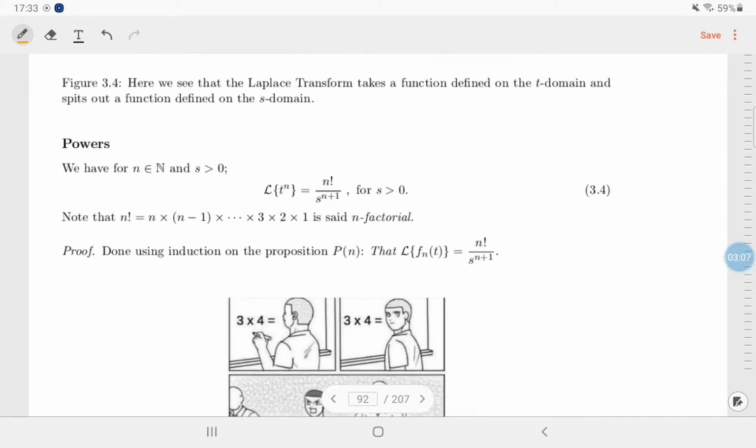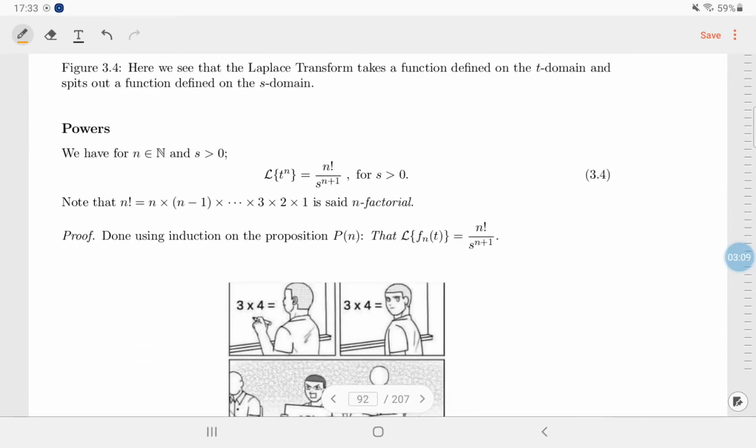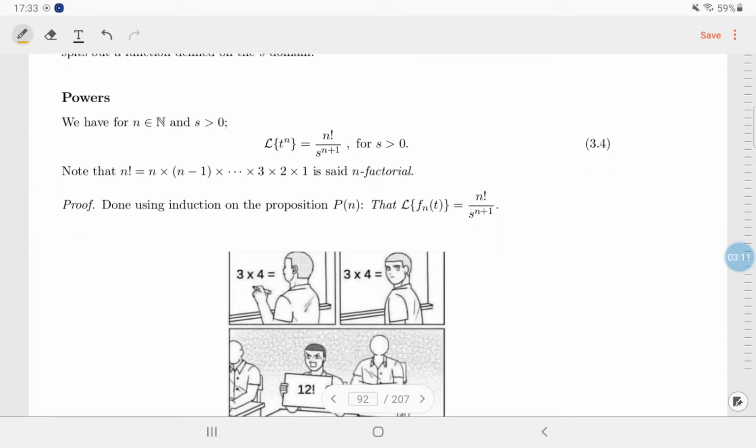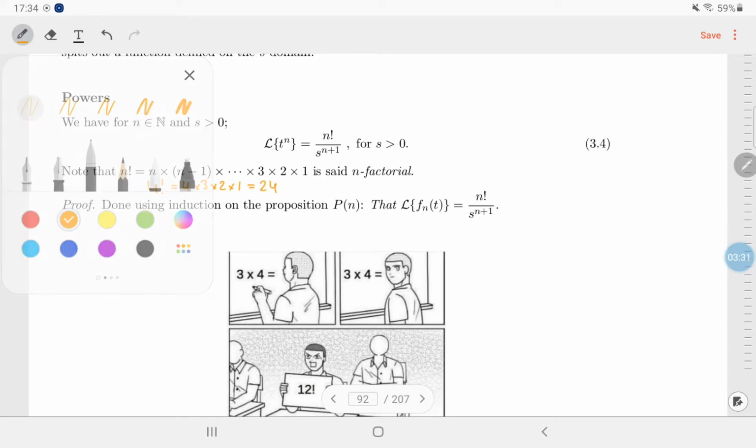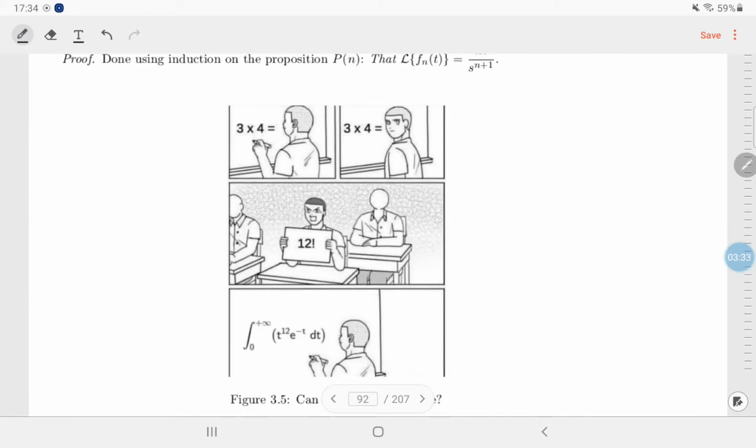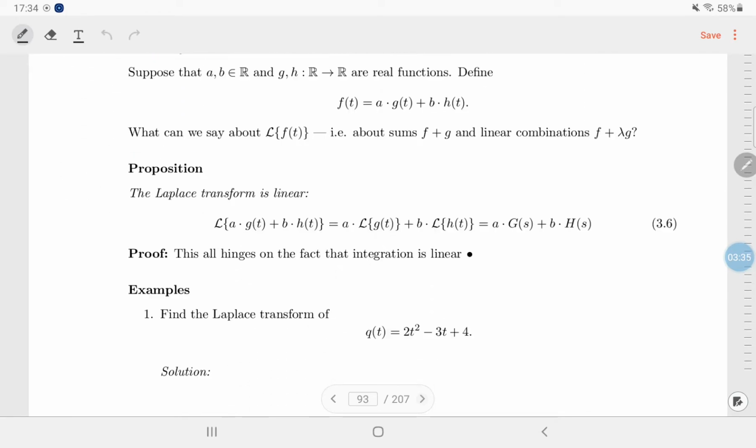And what happens with powers? We've got a formula here. You can do an induction, but it works something like this. The Laplace transform of t to the n is n factorial over s to the n plus 1, and n factorial is like this. So for example, 4 factorial is 4 by 3 by 2 by 1, which is equal to 24. And you can try and figure out that joke below if you want.